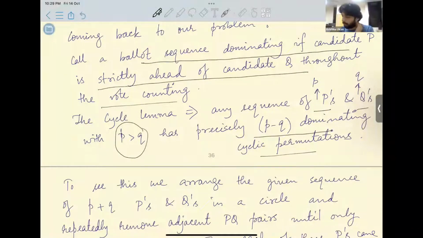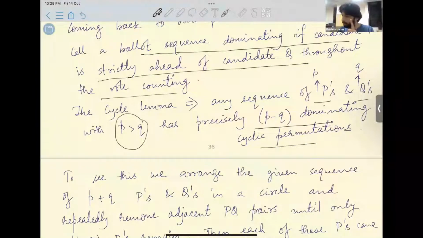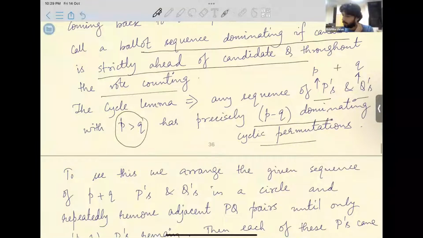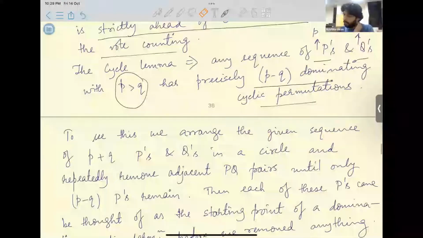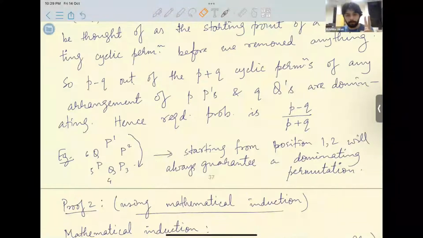Let me explain what this means. So in total, how many cyclic sequences can we have? P plus Q. Let me show you via an example where there are 4 P's and 2 Q's. I arrange them on a circle, and what I do is I remove pairwise PQs. Then at the end of the day, I will only be left with P's, because the number of P's was greater than the number of Q's.